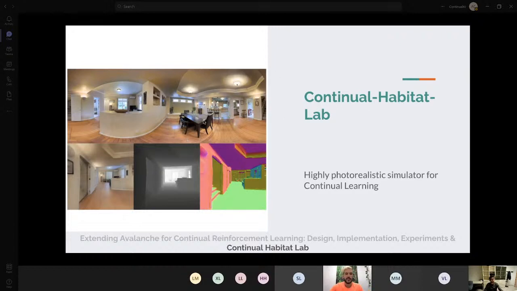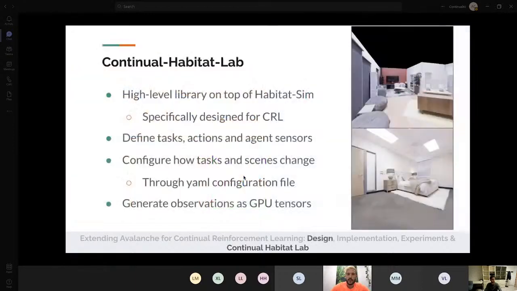The second part of the thesis is instead focused on what we call Continual Habitat Lab, which is a highly realistic benchmark. It essentially uses Habitat Sim, which is a 3D engine to simulate these 3D indoor scenes, which are usually taken from real-world places such as this apartment, and they're then re-rendered, and an agent can easily and freely roam around these areas and collect observations. The key component here is that this is a very highly realistic environment, and this is a challenge for modern algorithms to learn from this kind of highly realistic data.